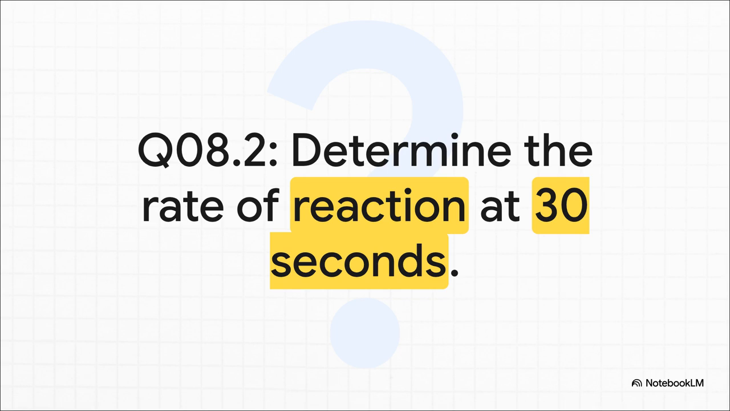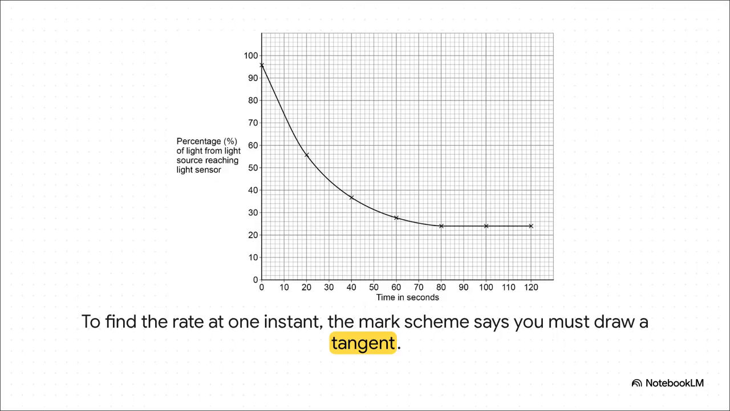Well, for that, we need to use the graph they gave us. This graph basically shows us the speed of the reaction, which is just the steepness of the curve. You can see how it's super fast at the beginning, right? And then it starts to slow down. To find the rate at one specific moment, like 30 seconds, we need to draw what's called a tangent. It's just a straight line that perfectly touches the curve at that single point without crossing it. Let's see how it works.